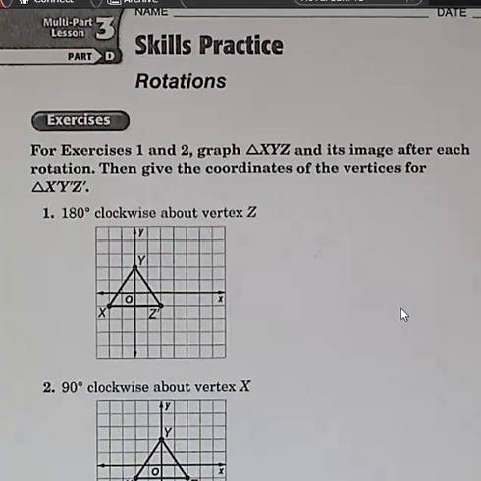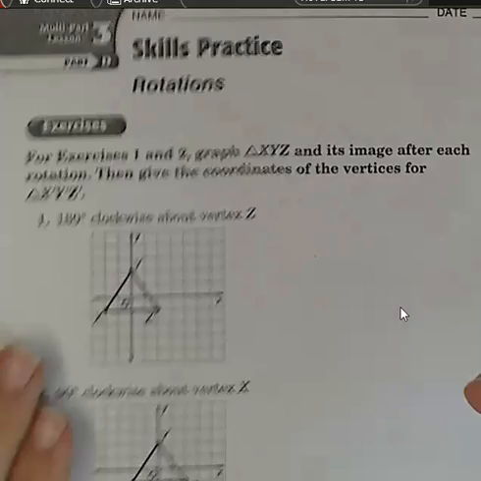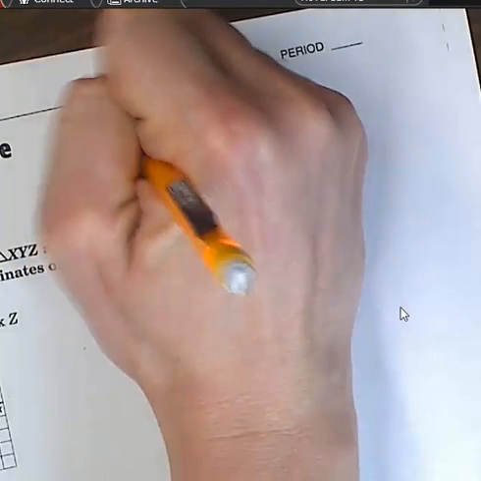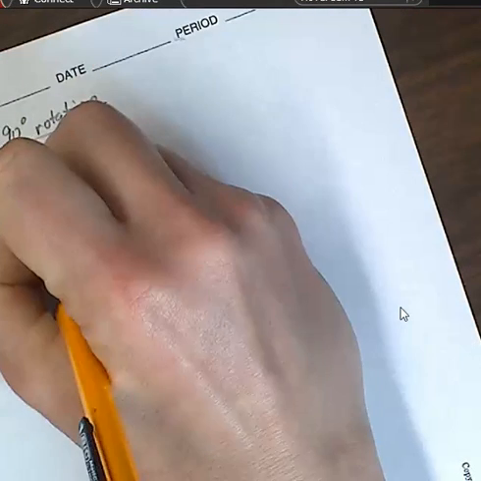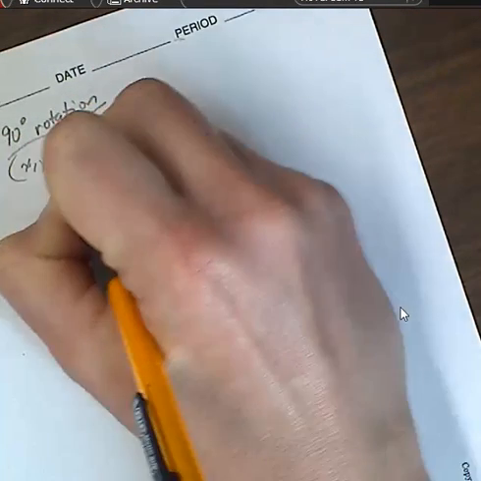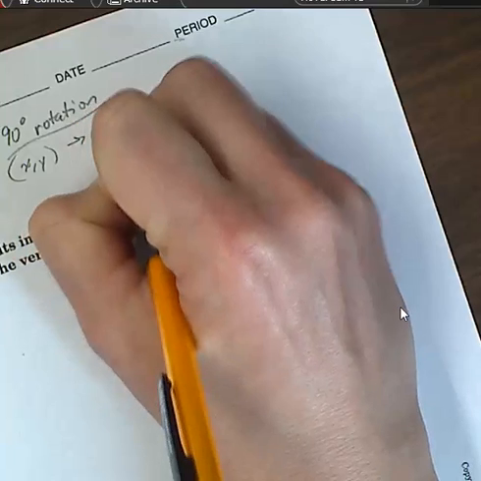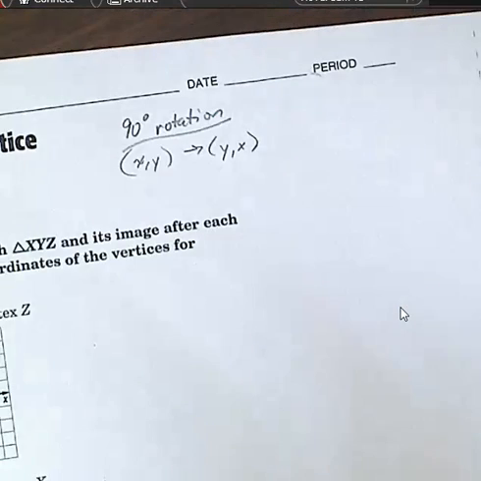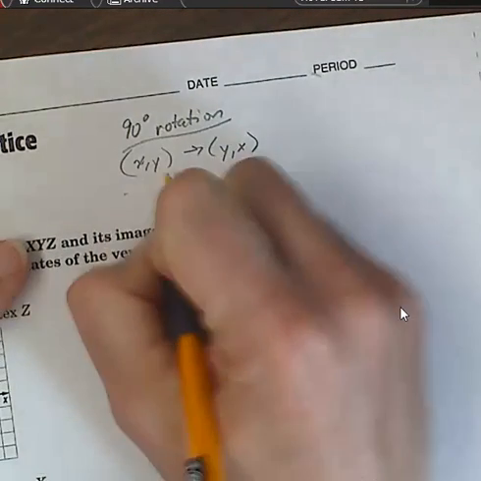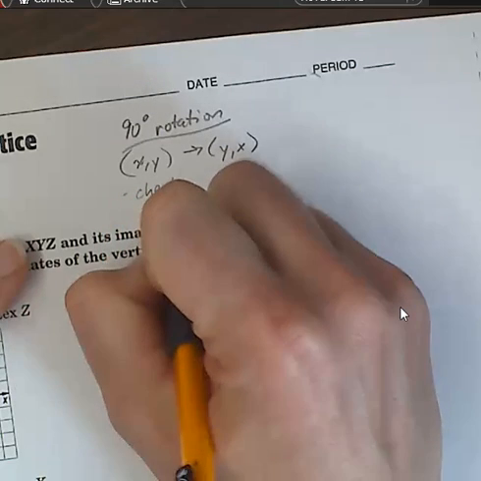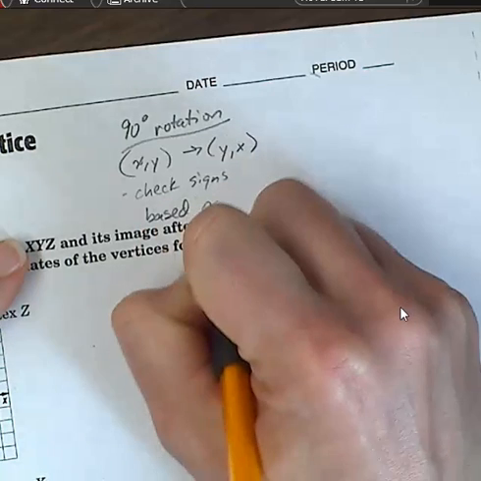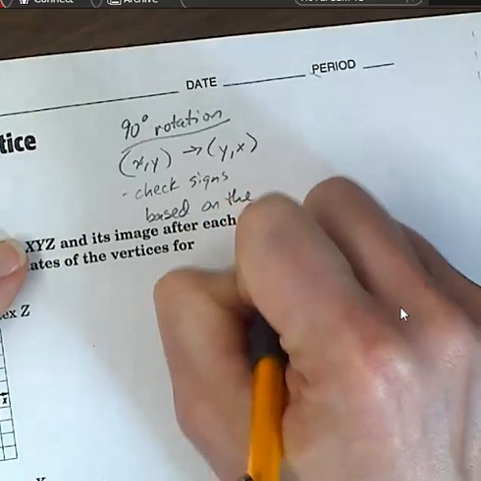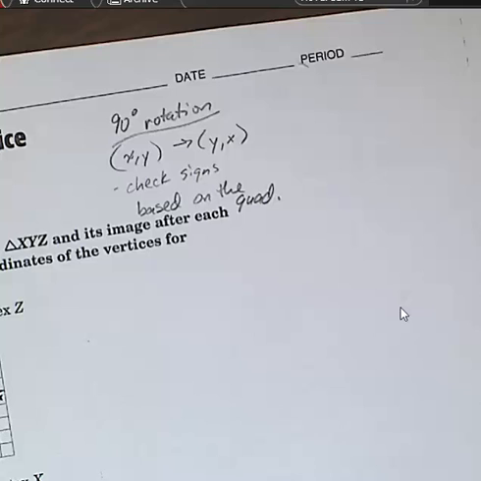Based on our discussion so far today, we know when there's a 90-degree rotation that the X and the Y flip-flop, because your lengths and your widths flip. And then you're going to have to check your signs based on the quadrant you're in. So we're going to take our skills that we know. We're writing these notes and not running our mouth.